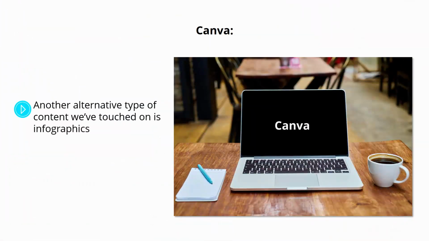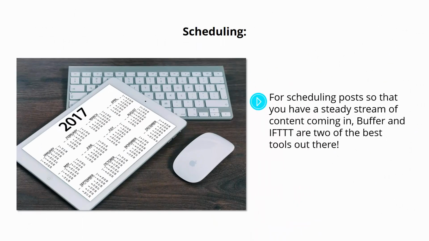Canva. Another alternative type of content we've touched on is infographics. Canva is a great tool that will allow you to quickly build professional-looking infographics that people will be attracted to and that will share like wildfire. Scheduling. For scheduling posts so that you have a steady stream of content coming in, Buffer and IFTTT are two of the best tools out there.